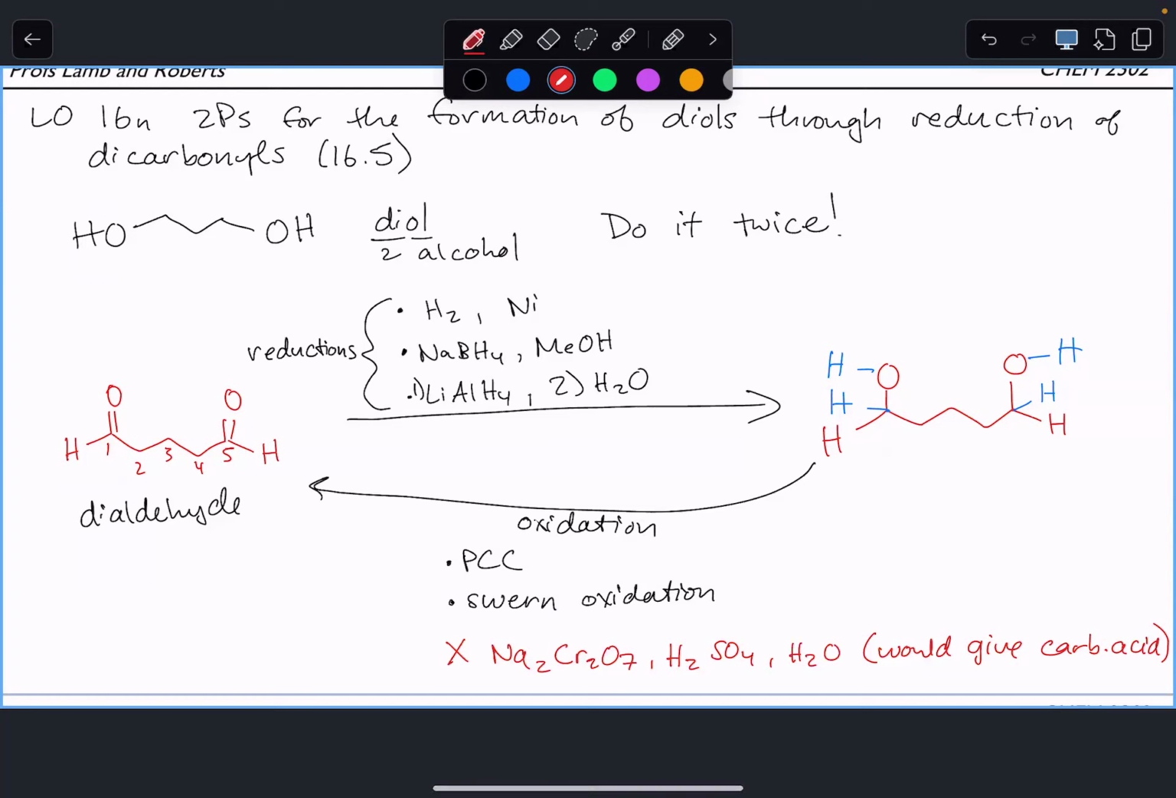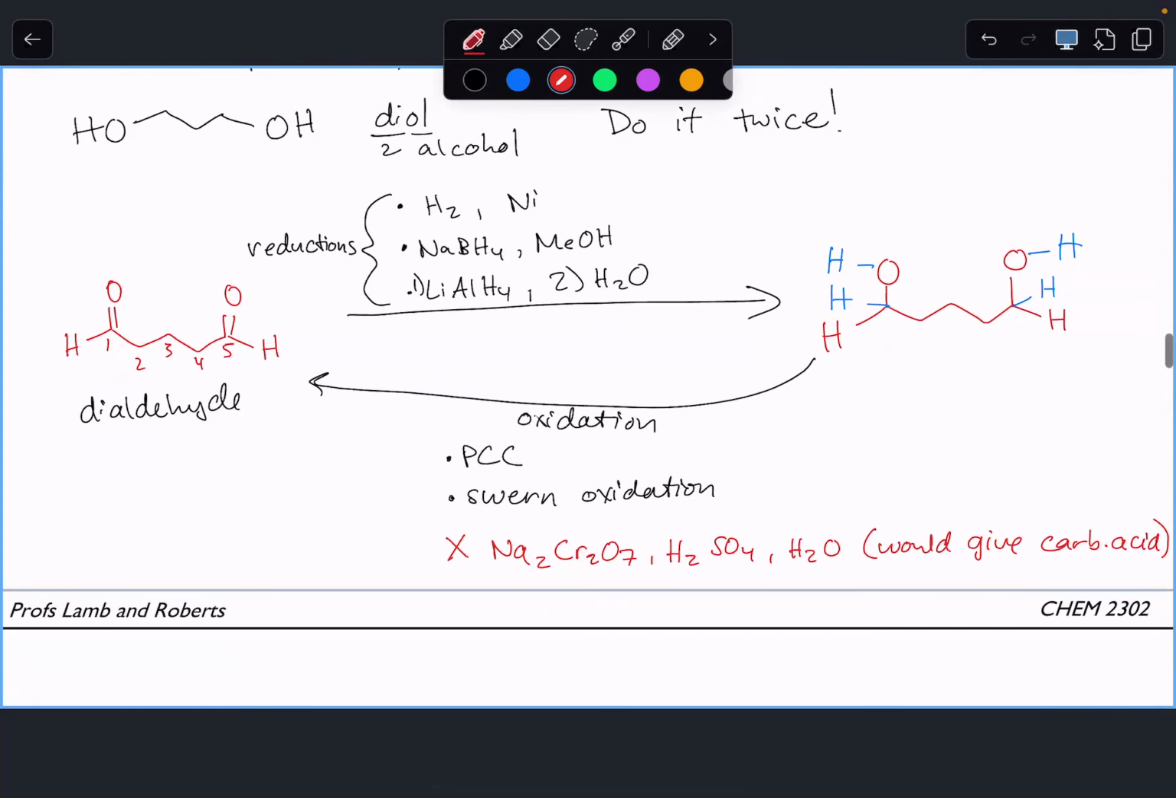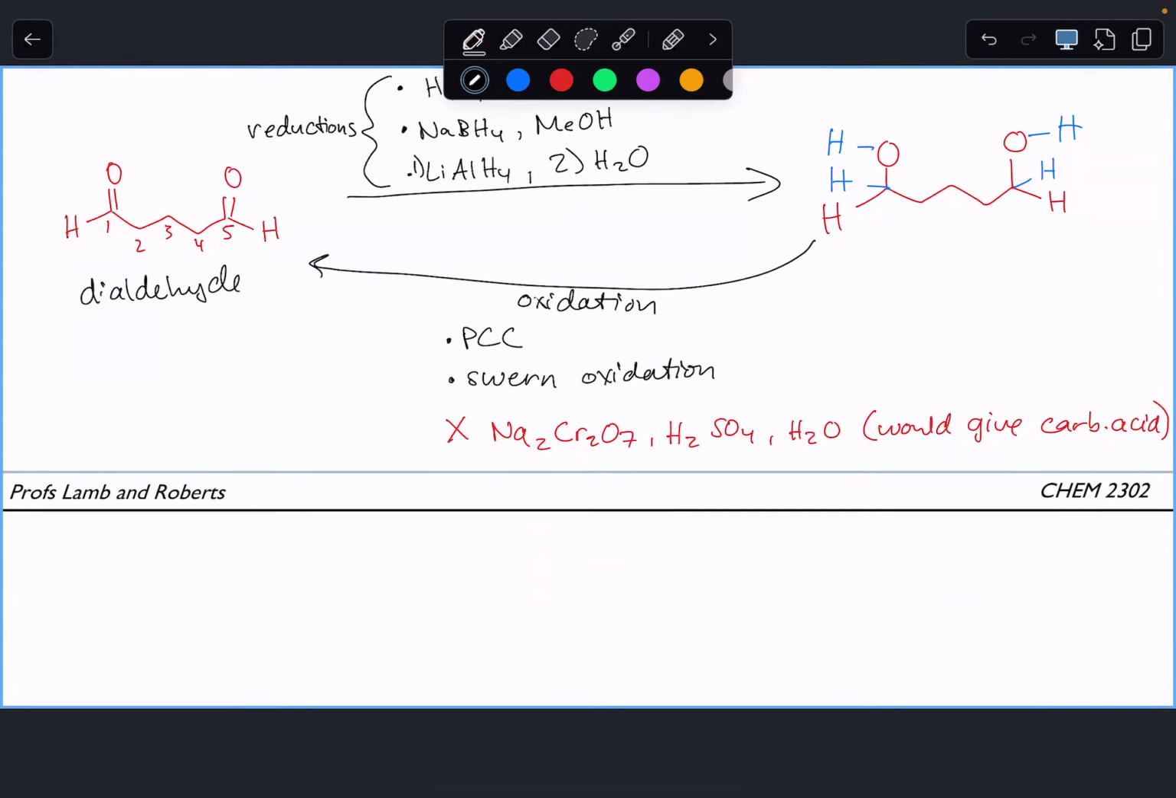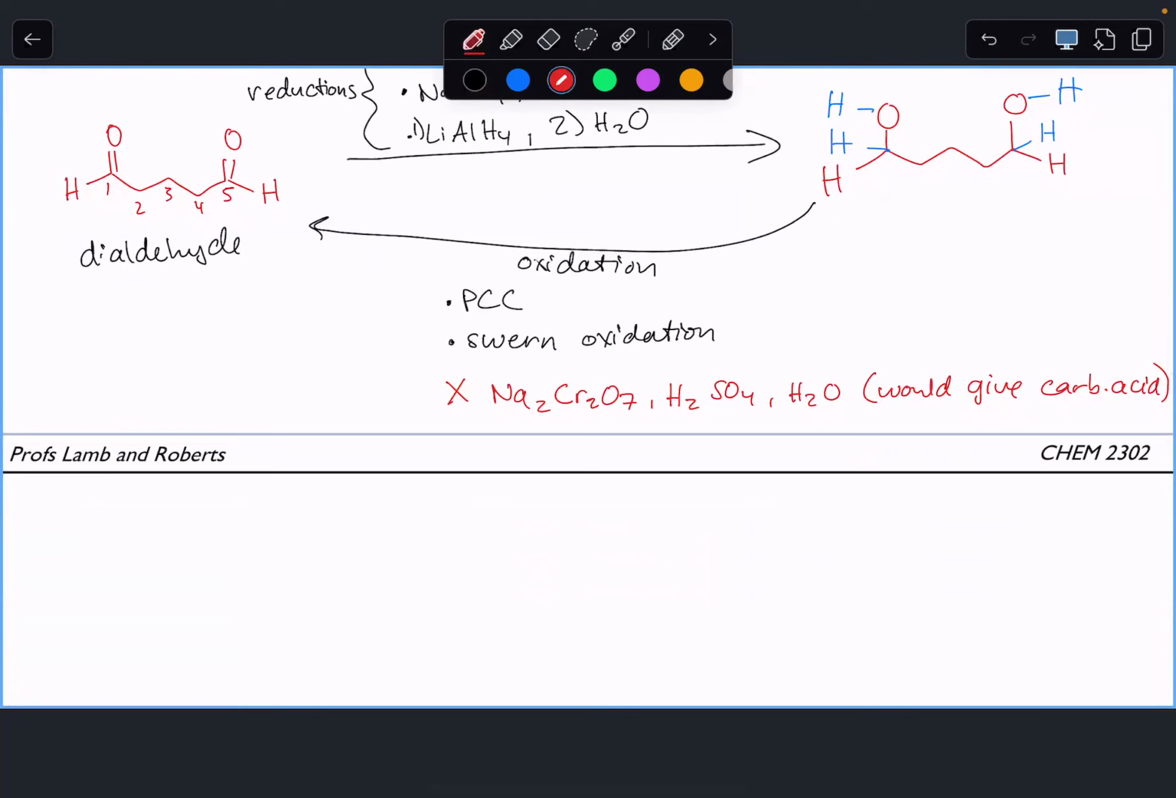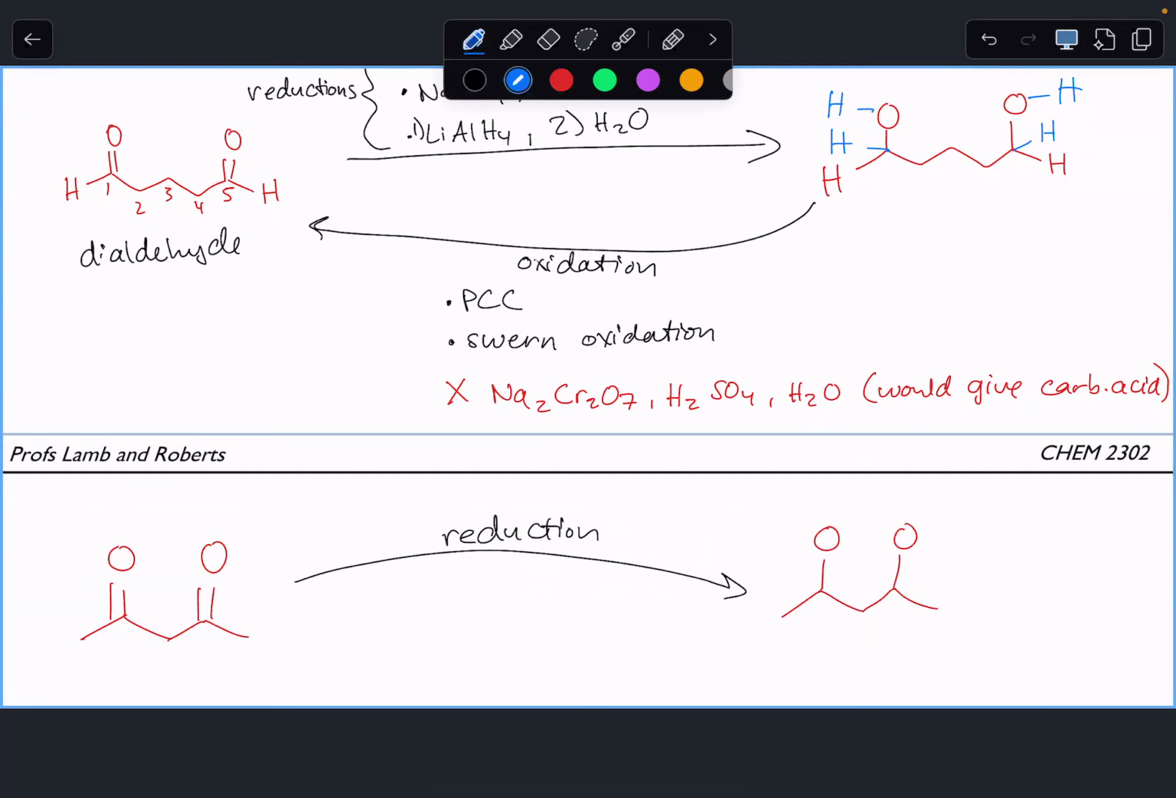Okay, so this just shows that if you can do it once, you can do it twice, right? And that is a way to form a diol from a dicarbonyl. But this is a dialdehyde, right? We can also do this from a diketone, for example. So let's look at an example for that. If we had a diketone, once again, we could reduce, so this reduction down to our diol.